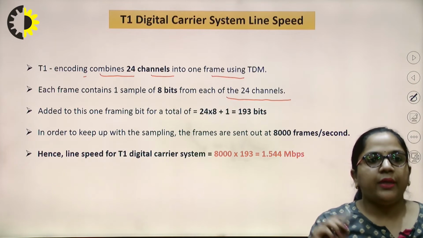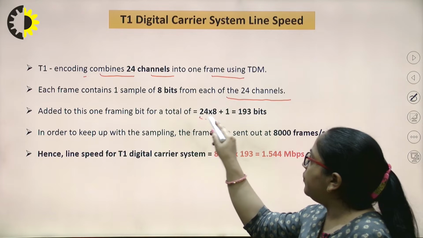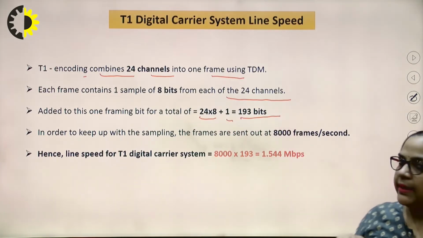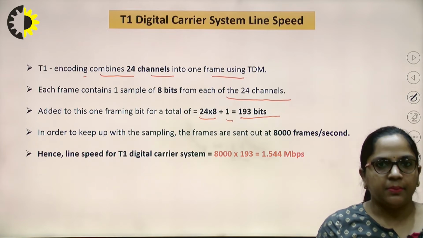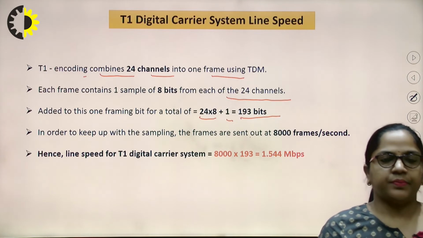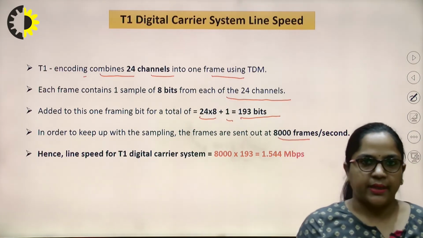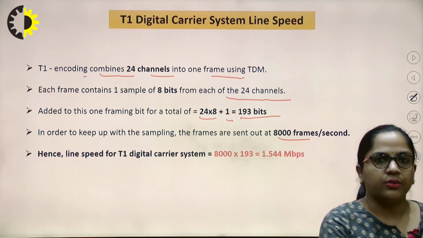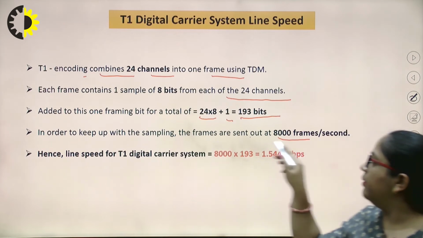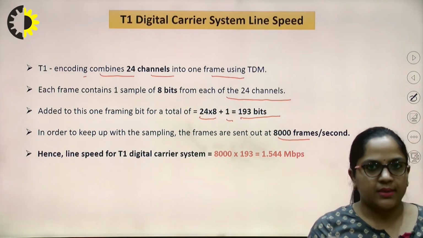Adding to this one framing bit, for a total, how many bits will we get? 24 into 8 plus 1 framing bit, so it will give us a total of 193 bits. In order to keep up with the sampling, the frames are sent out at 8,000 frames per second. Generally, we use the sampling rate according to the Nyquist criteria. Keeping that in mind, the sampling rate will be 8,000 frames per second.